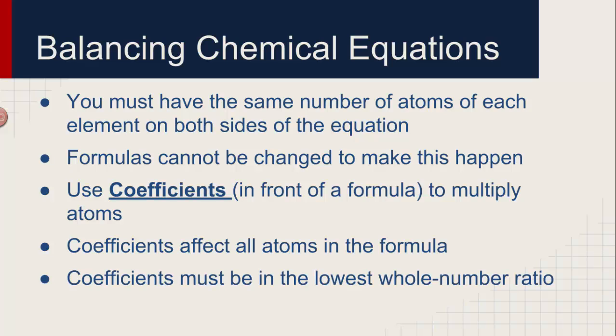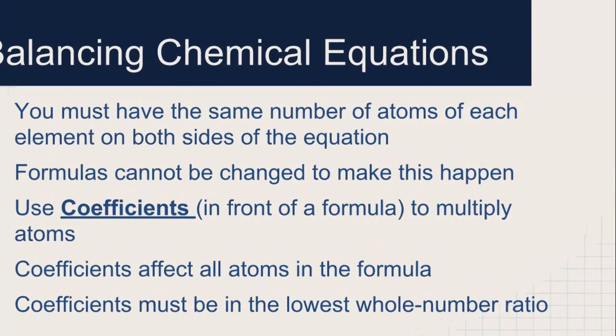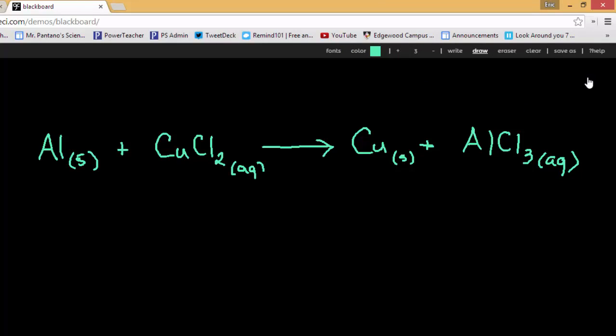Okay? When I'm done putting my coefficients in, they should be in the lowest whole number ratio to one another. If they're not, you reduce them all together by a common factor. So let's go back to our unbalanced skeletal equation, and let's balance it. On this side of the equation, which, by the way, is called the reactants, the things that are reacting, and this side of the equation is called the products. So the reactants are aluminum and copper 2 chloride. The products are copper and aluminum chloride.